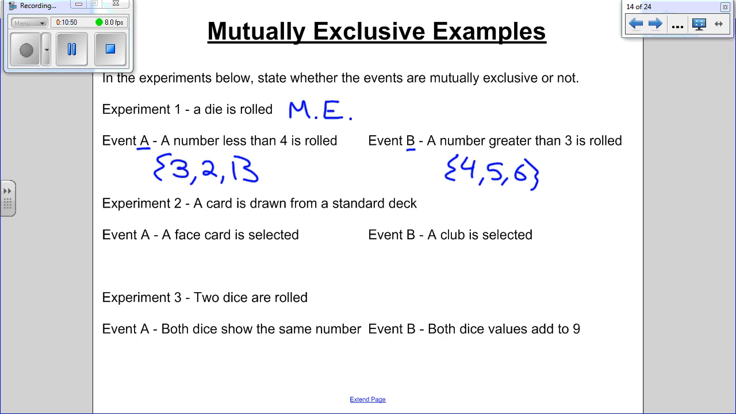Does anybody have any questions about what defines mutually exclusive? I want you to try the next 2 on your own. If you need to draw out all the things that could happen, that's cool. Or you can just do it in your head, that's also cool.